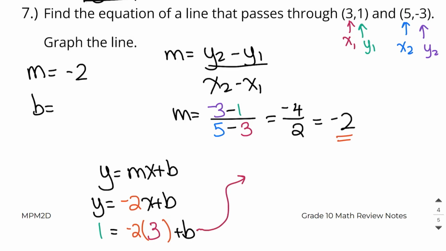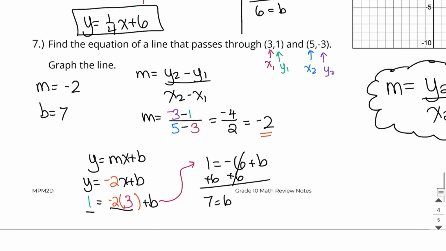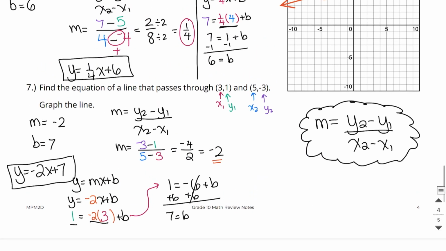So then let's bring this up here. So this ends up being, I'm going to multiply those two numbers together so I get -6. So I copy down the 1, I get 1 equals, and then here this becomes -6 plus b. To get the b alone, we would add 6. So then we end up getting 7 equals b. So here our b is 7, which means that our final equation is going to be y equals -2x plus 7. Okay, let's go ahead and graph this out and see how this works for us.